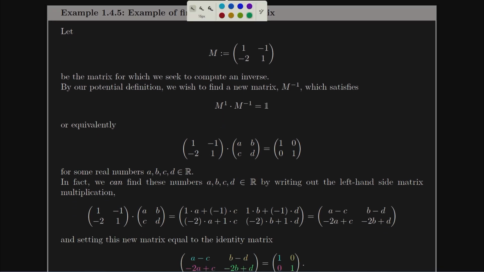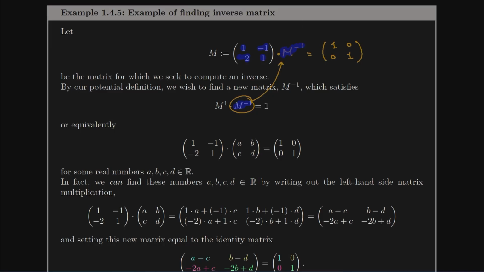Let's say I have a matrix here, 1, -1, -2, 1, and I want to find its inverse. Let's say I want to find some other matrix, so that when I multiply it by m inverse, I recover the identity. Remember, the identity, at least in 2 dimensions, will be 1, 0, 0, 1. What should this matrix actually be?